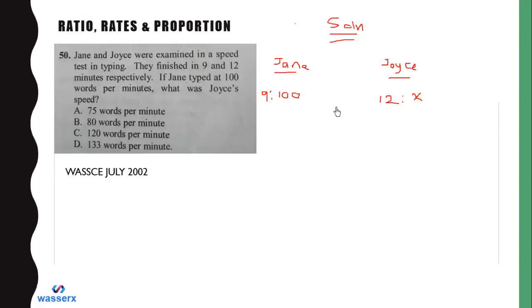By looking at it, because Joyce types at a slower rate, she will type fewer words. So if less, more divides. So the more of 9 and 12 is 12. So the 12 is going to divide. Hence, the number of words Joyce will type is equal to 9 times 100 over 12, and that is equal to 75.